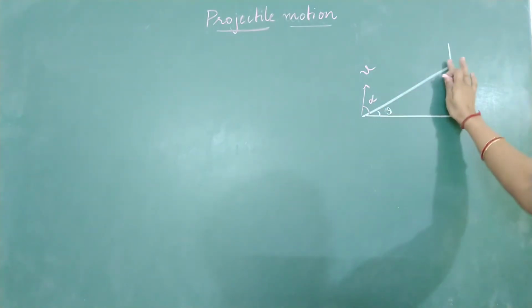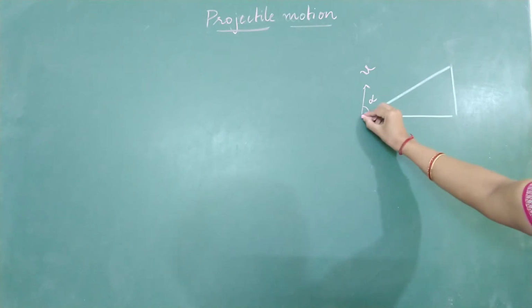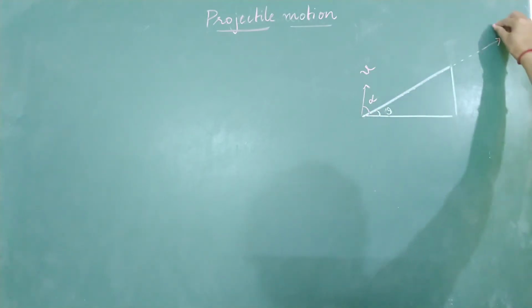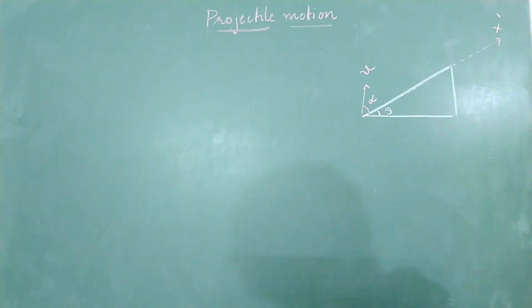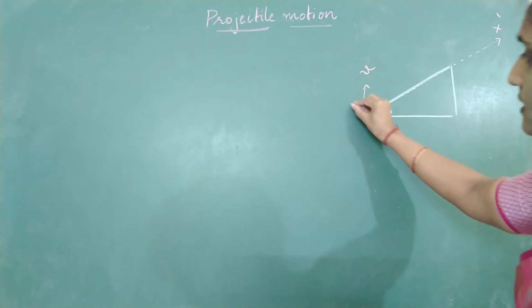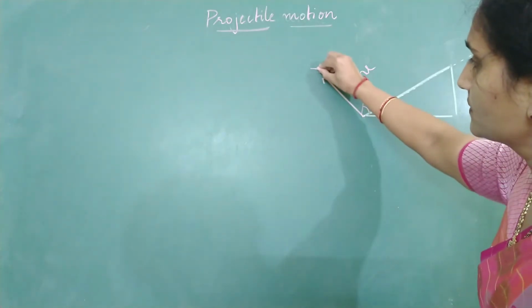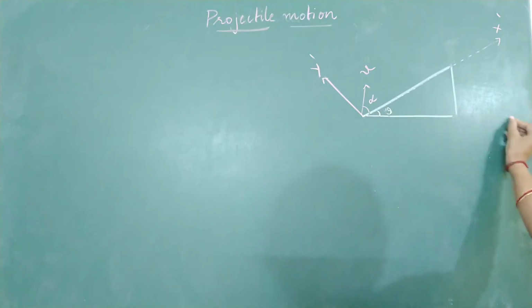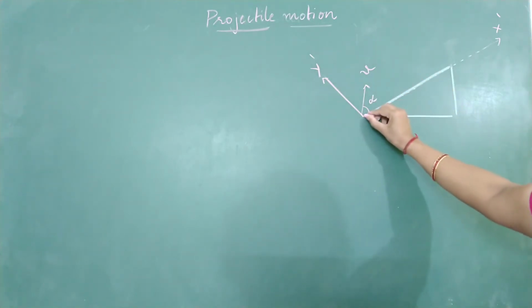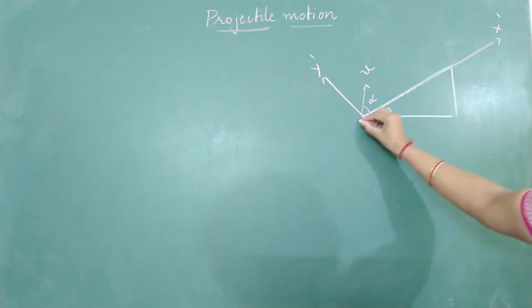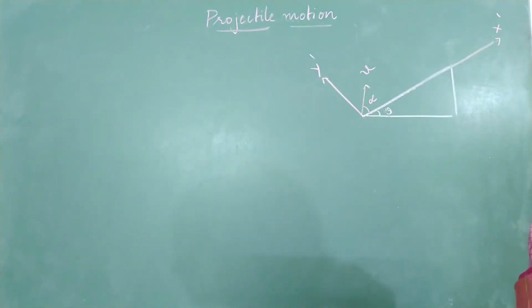Now first what we have to do is consider new coordinate axes. Along the inclined plane, I will call this axis x dash. Perpendicular to this is the y dash axis. So I have considered a new axis along the inclined plane as x dash, perpendicular to that as y dash.